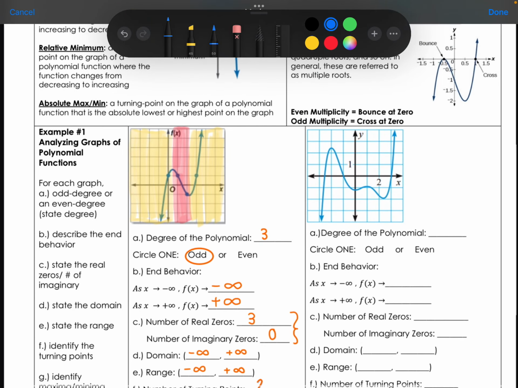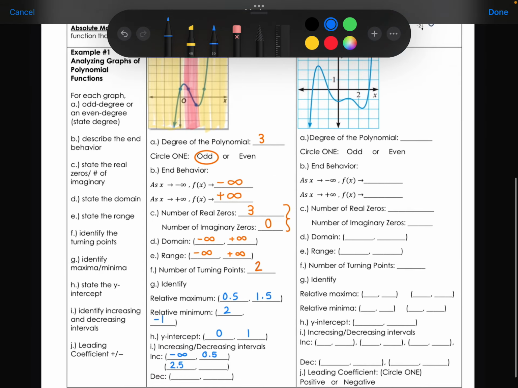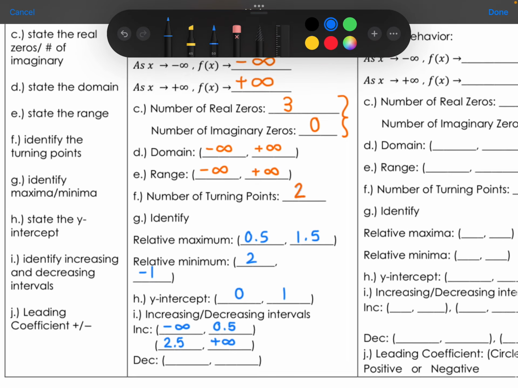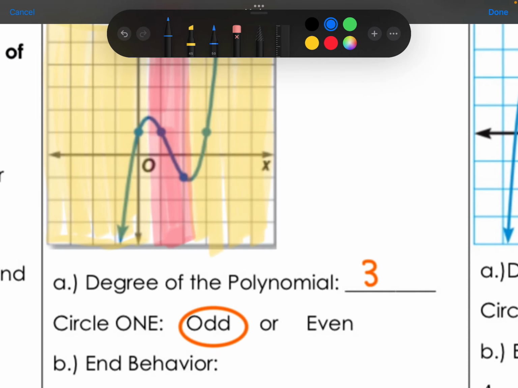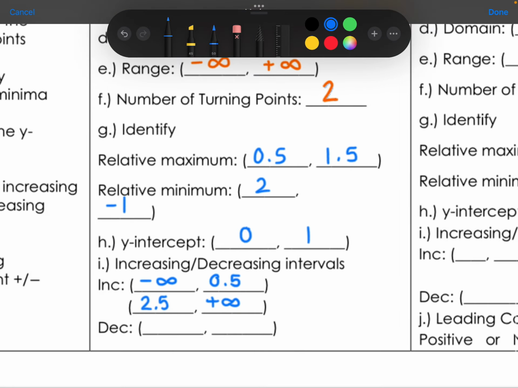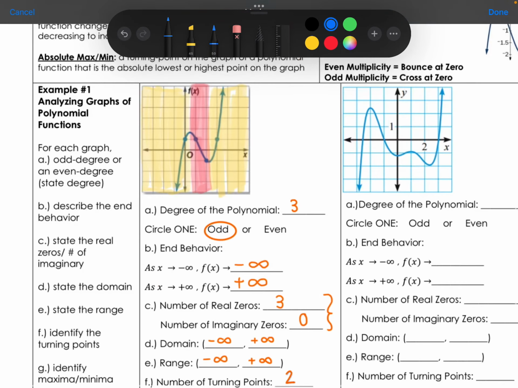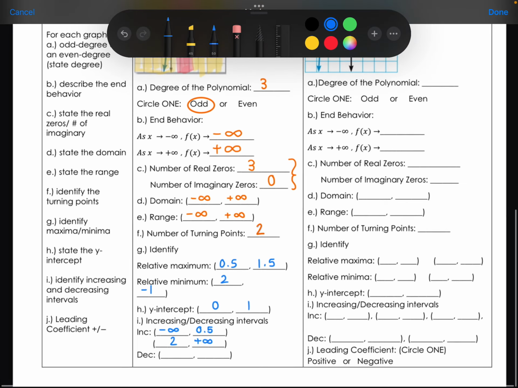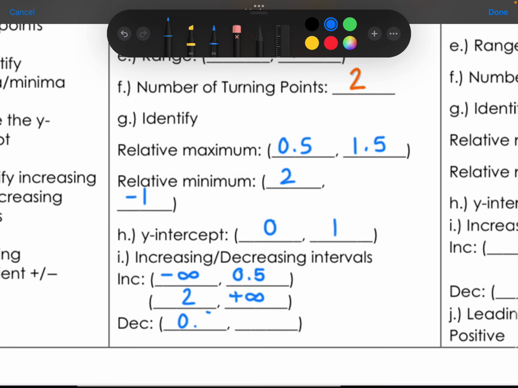Yeah, that's 2.5, to positive infinity. Now, hang on, relative min. Oh, it's actually just 2. I'm overthinking it. Don't mind me trying to get it precise. Yeah, it's actually just at 2. It kind of looks like it's at the 0.5, but okay. So that's where we're increasing, and then we're decreasing from 0.5 to 2.